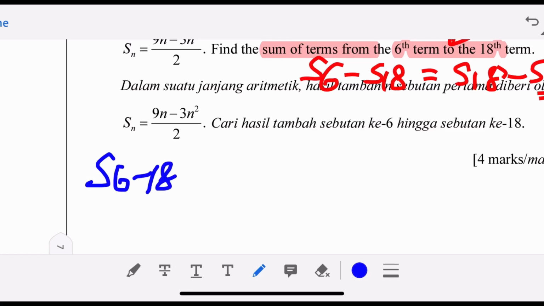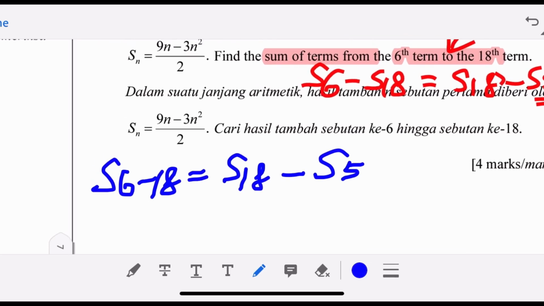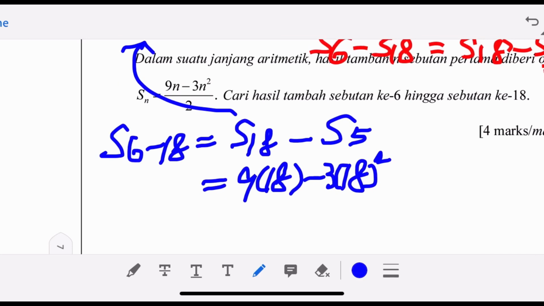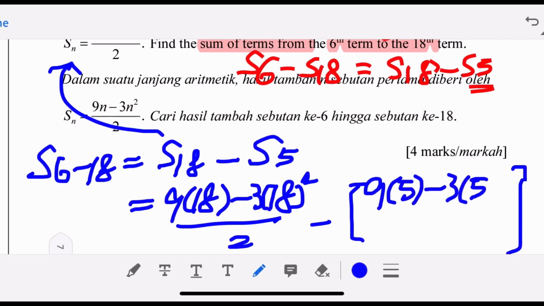So then you can say the sum from the 6th term to the 18th term is actually the sum of the first 18 terms minus the sum of the first 5 terms. Then only you can substitute n into the formula, because the formula was given. The sum of the first n terms was given. So you are not allowed to use a formula from the list, because you don't have a and d. Unless you can find your a and d, then okay, you can do it that way.